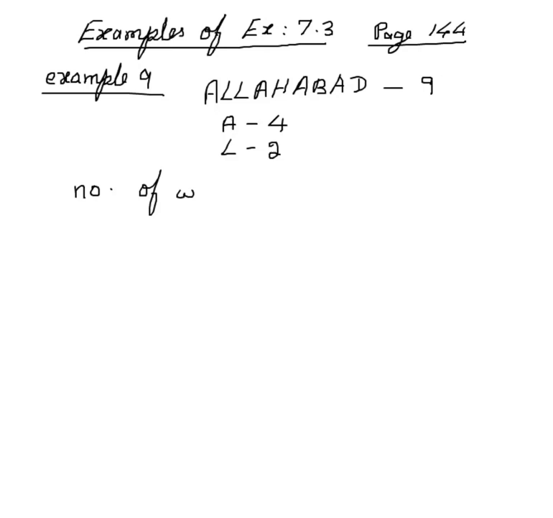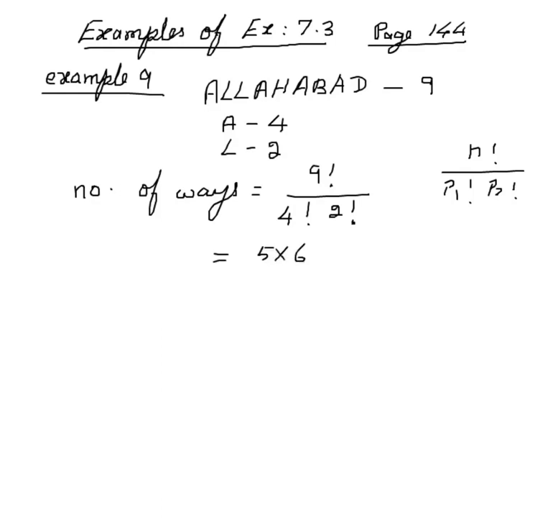So number of ways is equal to, we have identical objects here, identical alphabets here. So we have to use 9 factorial divided by 4 factorial into 2 factorial. We are using n factorial divided by p1 factorial into p2 factorial formula. Let us simplify this. 4 factorial could be cancelled. So we get 5, 6, 7, 8 and 9, divided by 2 factorial, which is 2.